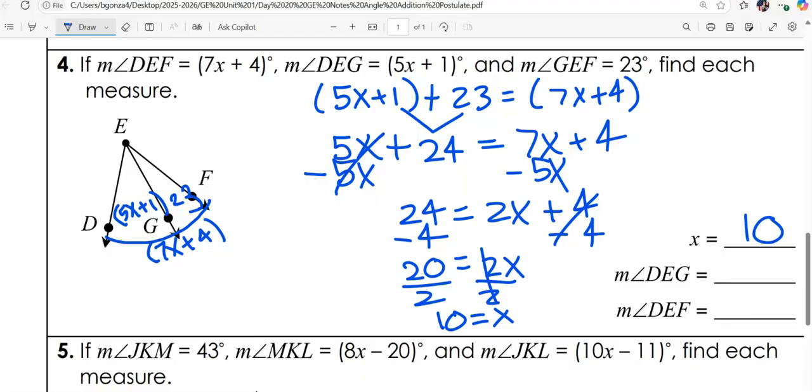Whenever I do these problems, combine like terms, what you can, first, and then start solving it.